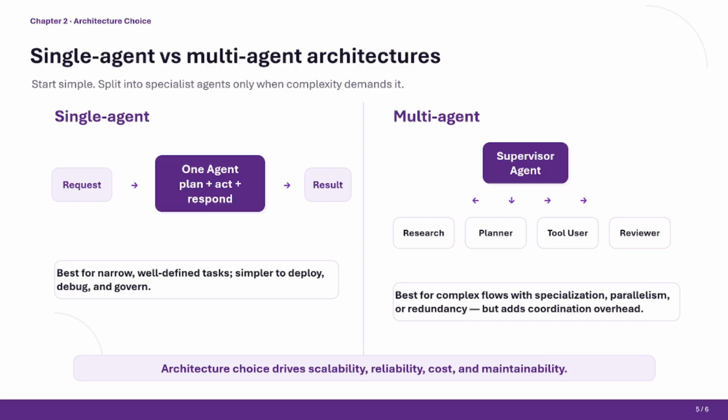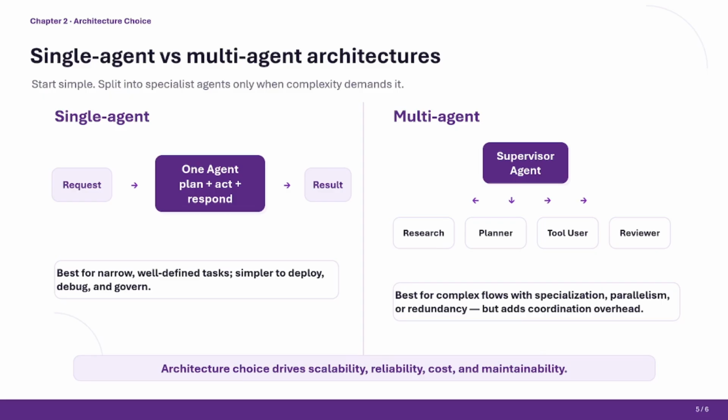So we have single agent. This is just like more or less a workflow, but they still use LLM anyway. So you have a request, then you have one agent which will plan, act, and respond and generate the result. That is just a single agent, one agent for one operation. So this is best for narrow, well-defined tasks, simpler to deploy, debug and govern. Very, very simple. Multi-agent is two or more agents working together to solve a problem.